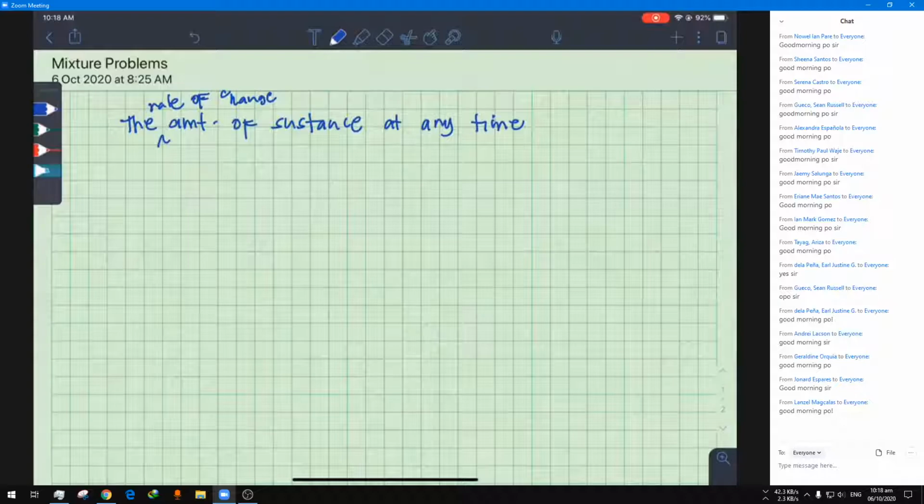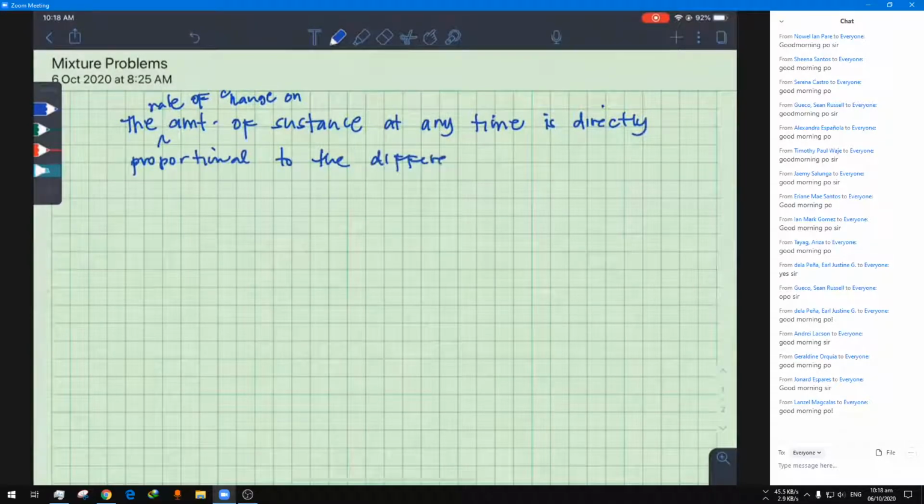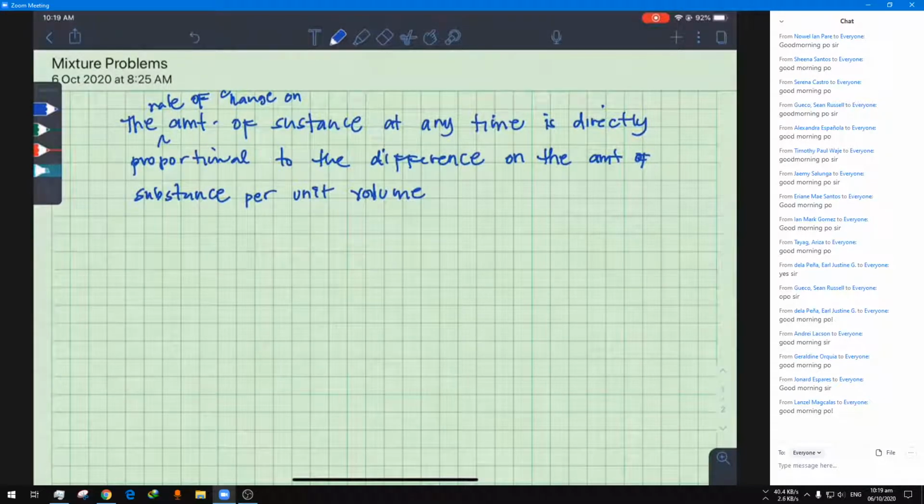The rate of change of the amount of substance at any time is directly proportional to the difference in the amount of substance per unit volume that is entering and leaving the container.